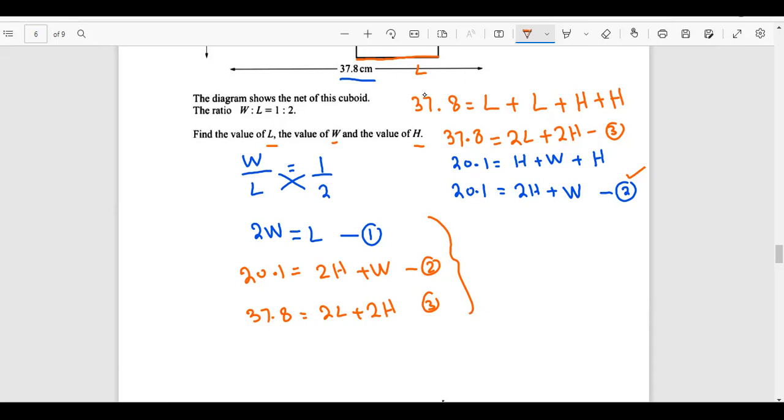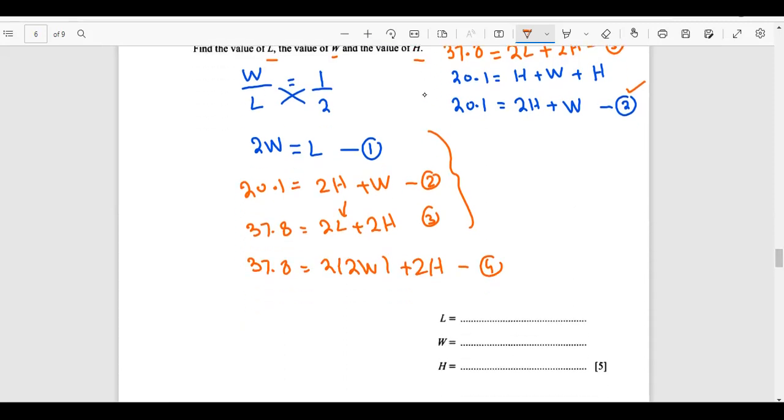Now for solving this simultaneously, we have multiple methods. So we can just use the value of L and plug in here. So this would give me 37.8 equals 2 into 2W plus 2H. And now I have equations 2 and 4 in terms of H and W only. So I can simplify this, and this would give me 37.8 equals 4W plus 2H.